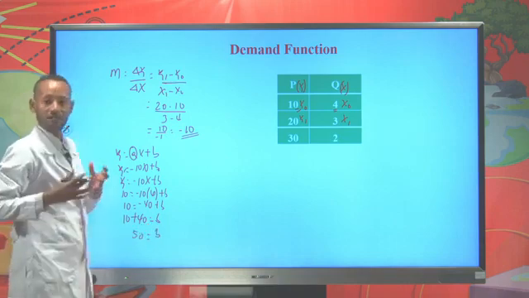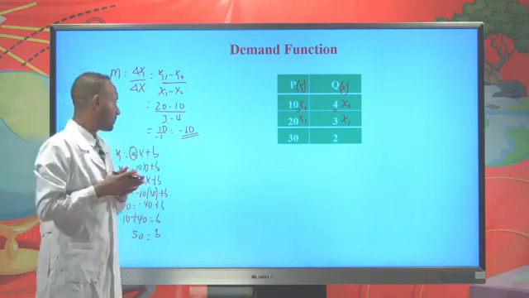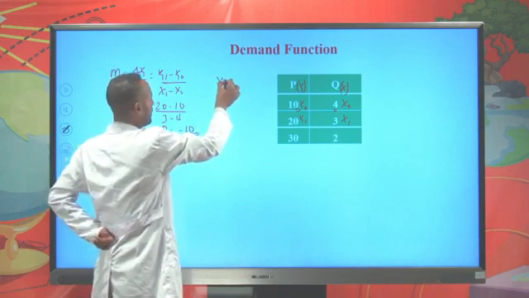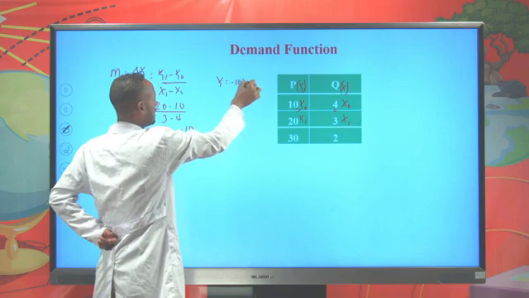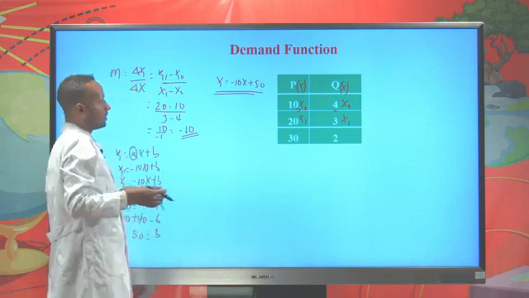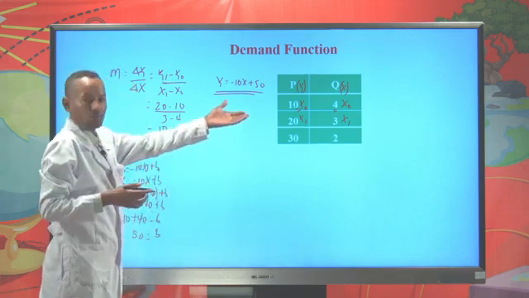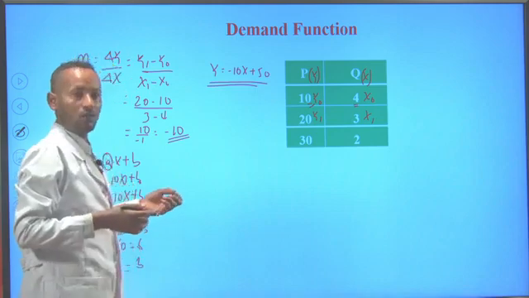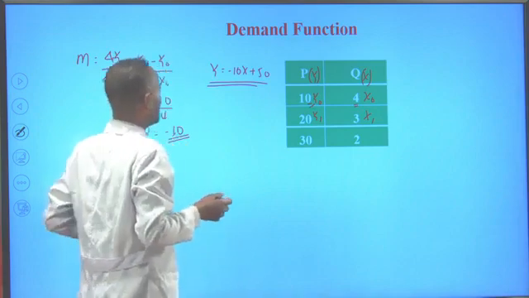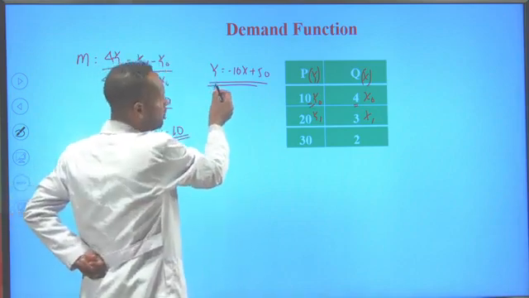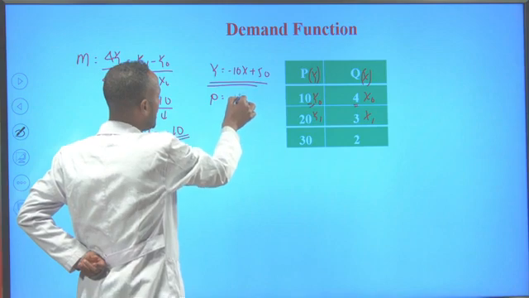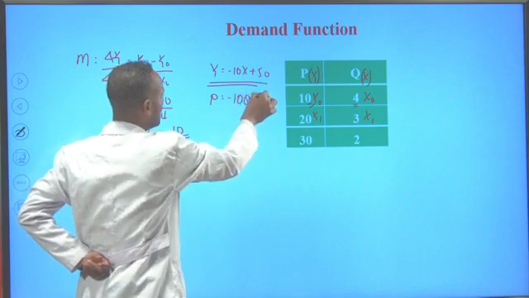Now we have the y-intercept and we have the slope, so we can construct the equation. The equation is y equals minus 10x plus 50. This is the equation for the normal information presented in this form, where the value of y and the value of x are given in this form. But when we put it into economics, we represent the value of y as price and the value of x as quantity demanded. Hence this is minus 10 QD plus 50.